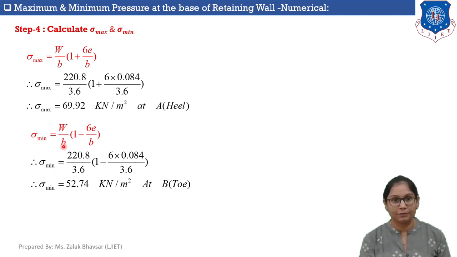Now let's calculate sigma minimum. Okay, so here is the equation to calculate sigma minimum, which is equal to W by B in bracket 1 minus 6E upon B. Value of W as we calculated, it is 220.8, small b is 3.6, eccentricity is 0.084. So I am getting sigma minimum is equal to 52.74 kilonewton per meter square at point B, which is toe of the wall. So as we discussed earlier, here value of sigma maximum is greater than value of sigma minimum. It is because eccentricity we are getting negative.